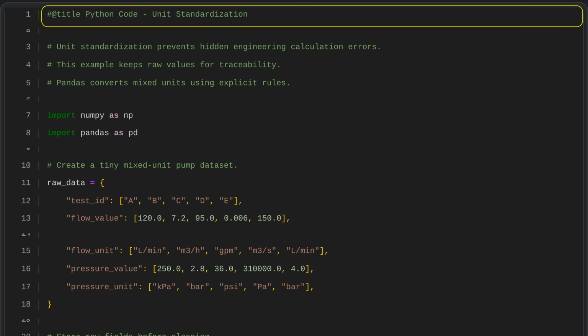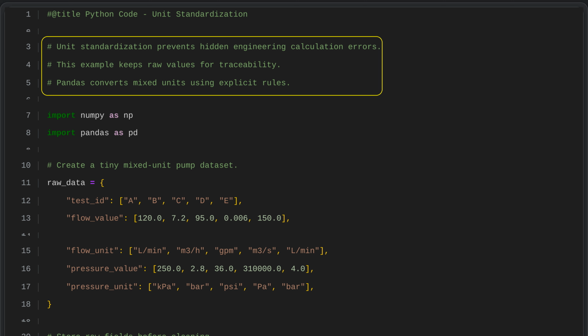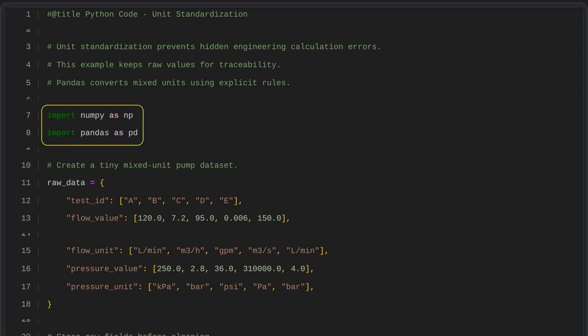Python code. Unit standardization. Standardizing units helps prevent hidden errors in engineering calculations. In this example, raw values are kept for traceability, while Pandas applies explicit rules to convert mixed units consistently. We begin by importing NumPy and Pandas, two core libraries for working with data. NumPy supports numerical operations, while Pandas helps with data manipulation and analysis.